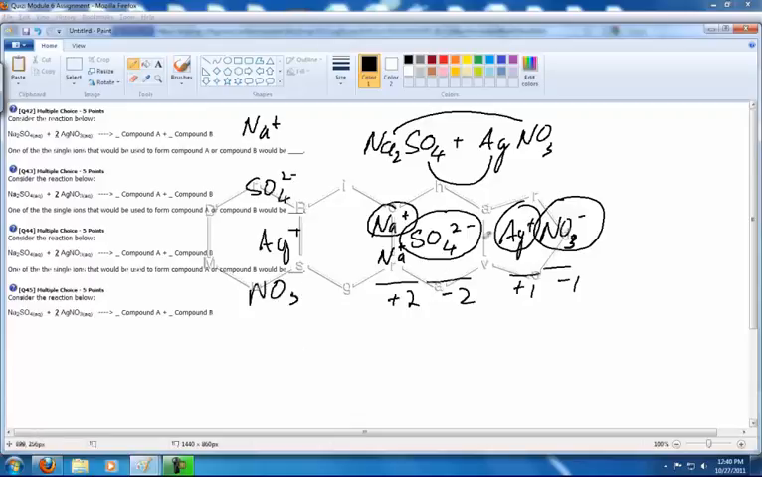I'm going to take this a little bit further now and go ahead and show you how we get the compounds A and B. So we know we're going to take one of the Na pluses, just one, and we're going to try and join that with the NO3 negative. And over here we've got Ag plus, and we're going to join that with the SO4 2 minus.